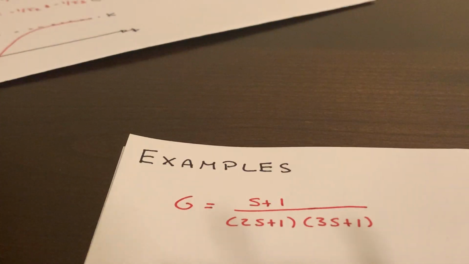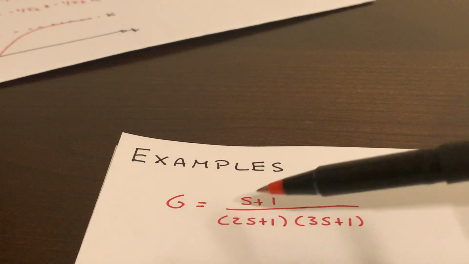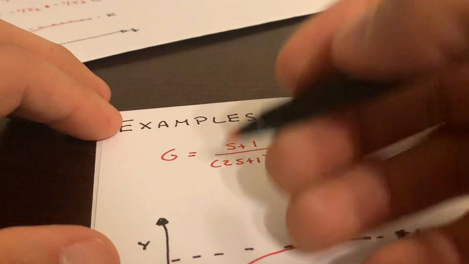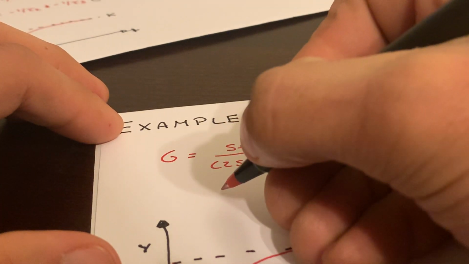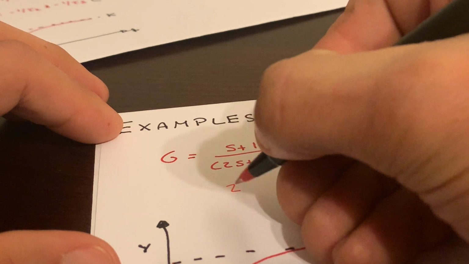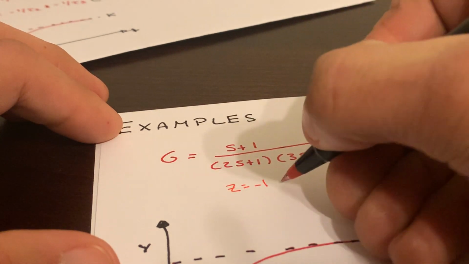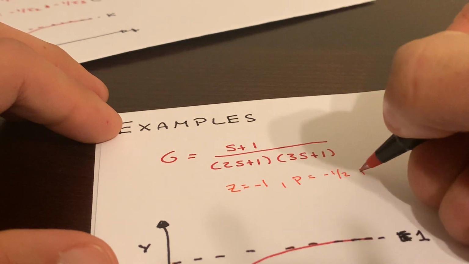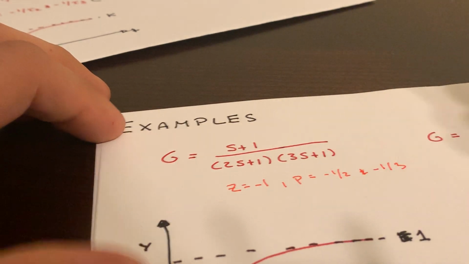So to finish up, I'd just like to do some examples. So our first example is (s + 1) / ((2s + 1)(s + 3)). And so in this case, we have a zero that's equal to minus 1, and then we have two poles at minus a half and minus 1/3.